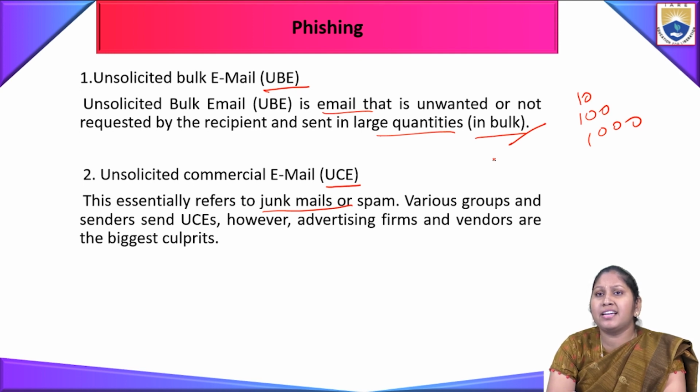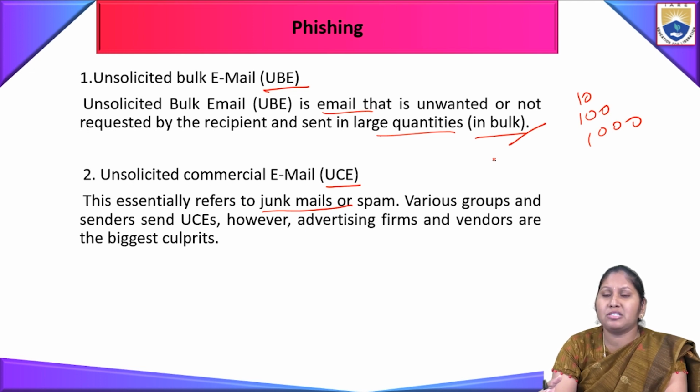Whereas unsolicited commercial emails are more dangerous than bulk emails, where they refer to junk mails, like spam messages, which will have either viruses or so much malicious content, like C virus, H virus, like that. So many viruses might be there within the spam messages. So this is the difference between unsolicited bulk emails and unsolicited commercial emails.